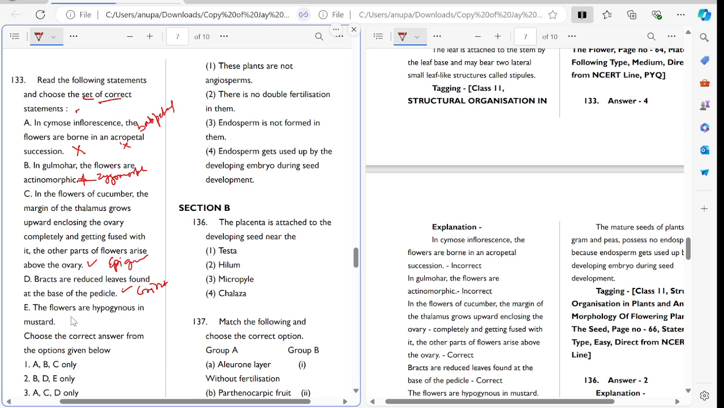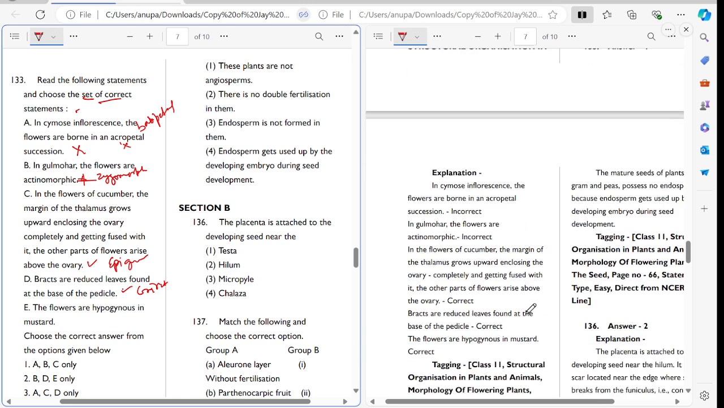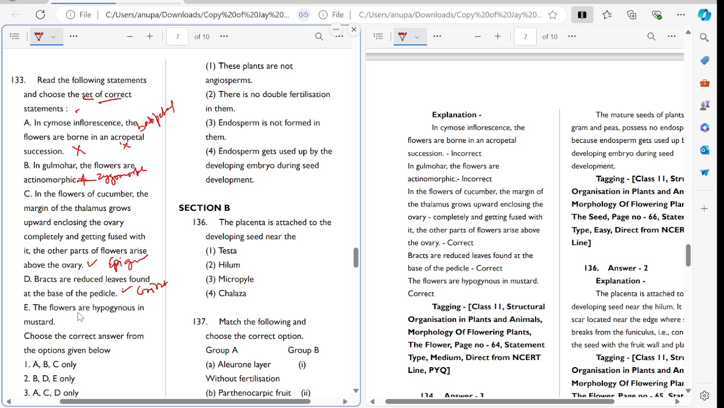And statement A is, the flowers are hypogynous in mustard. So this is also a correct statement. The flowers are hypogynous in mustard means a superior ovary is found. So we have C, D and E as the correct statements.